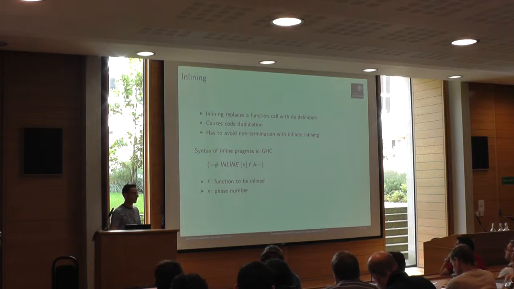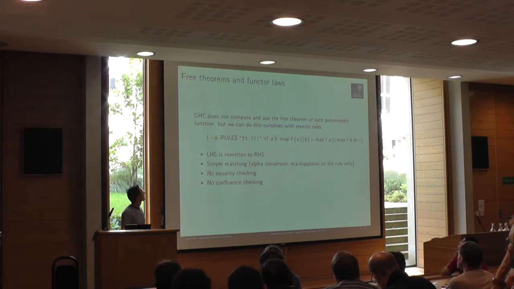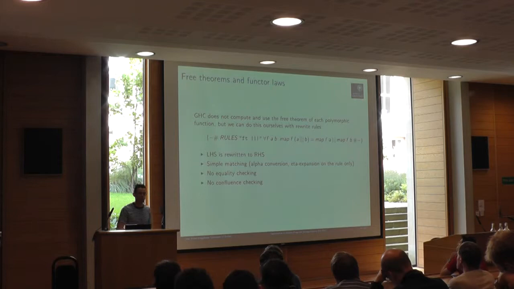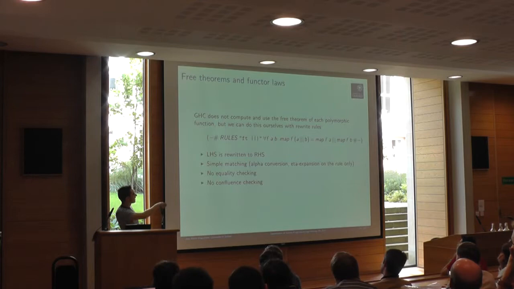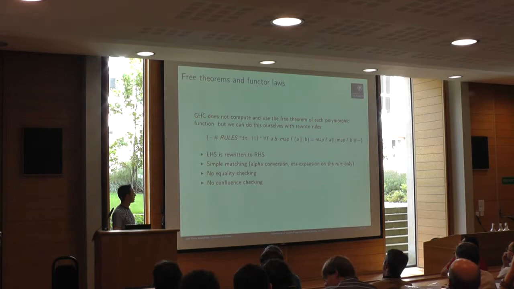We also used free theorems and functor laws. The way we can encode this in GHC is by using rewrite rules. So you can write things like this, which say, if you ever see a map of a function applied to the interleave of A and B, then please replace it by a map on the left and a map on the right.